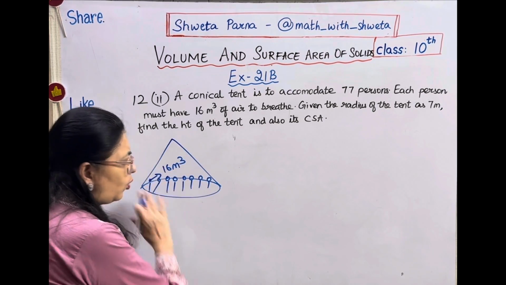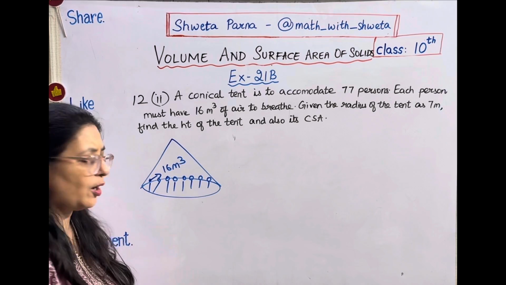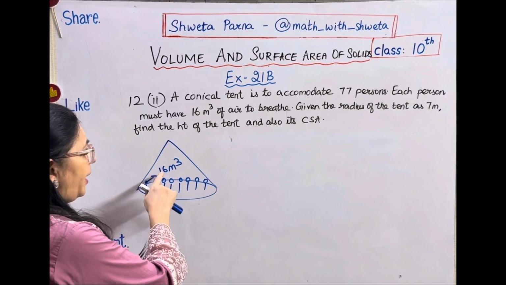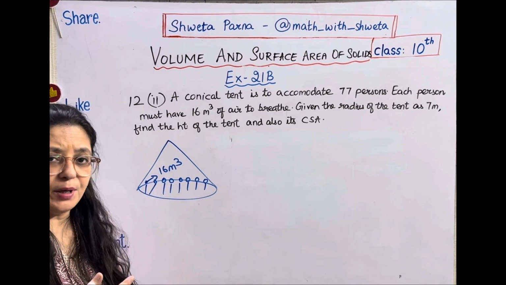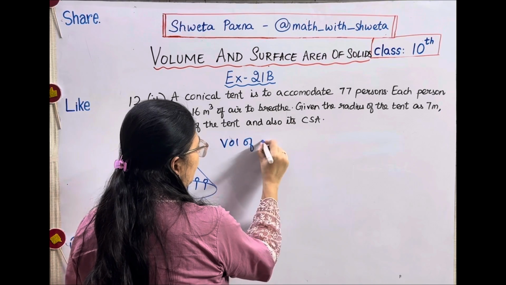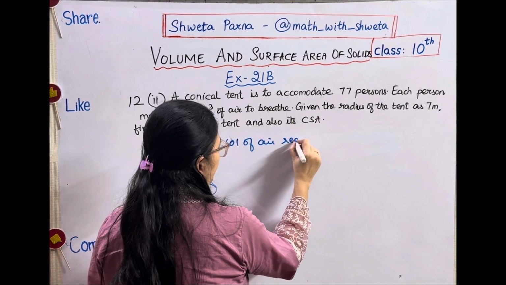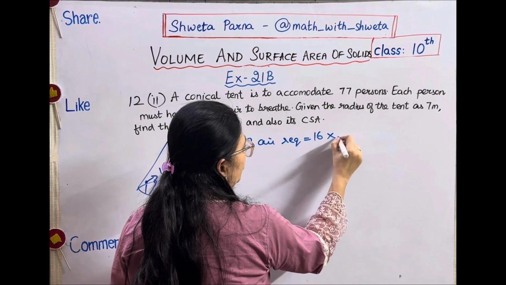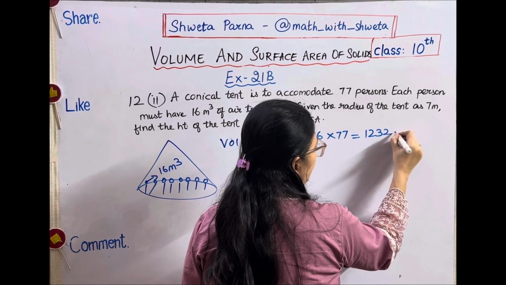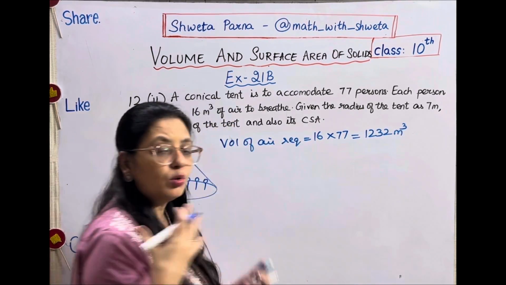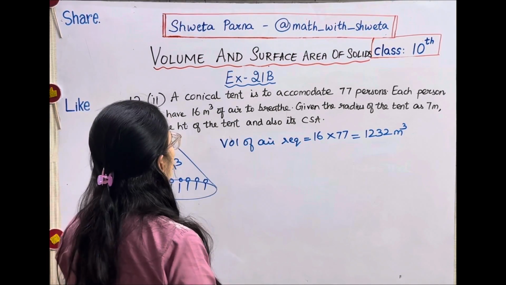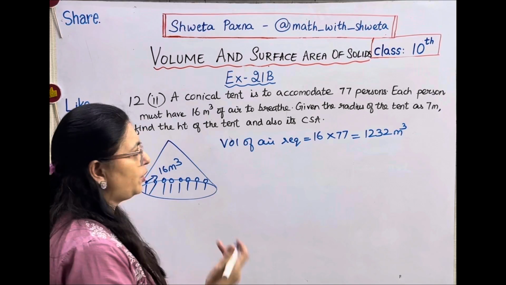So what is the total volume of air which is required? So in this tent there are around 77 people and each one breathes 16 cubic meters of air. So what is the volume of air required? So volume of air required would be 16 into 77, which is 1232 cubic meters. This is the total volume of air which is required. Okay. Now the radius is given to you. You have to find the height of the tent.